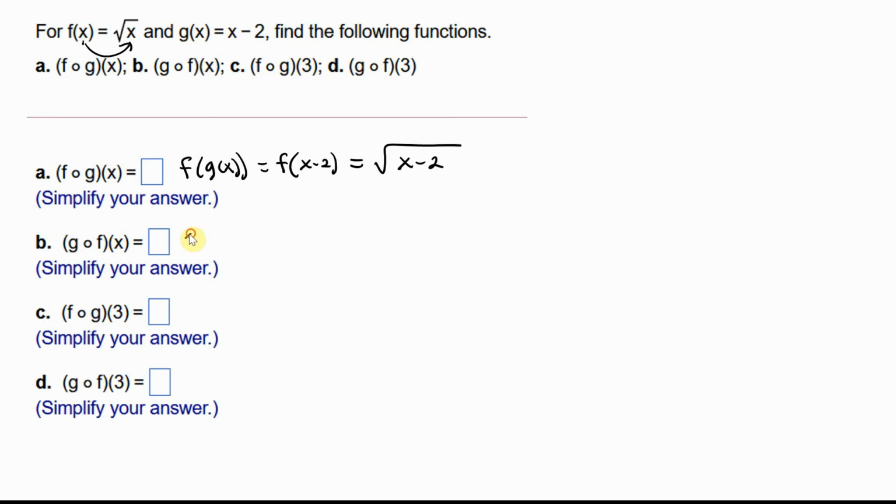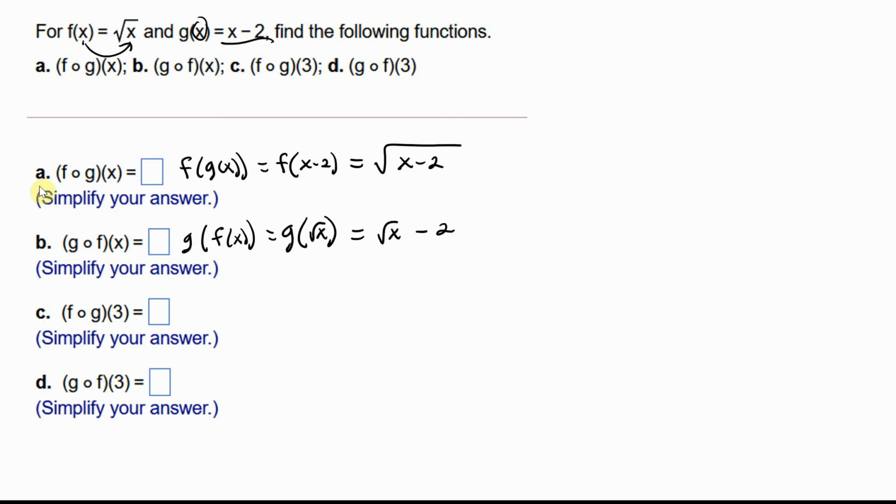g of f of x is, well, g composed with f is g of f of x. Well, f of x is the square root of x. And so g says whatever you give me, minus 2 from it. So I'm giving you the square root of x, and then on the outside, minus 2.